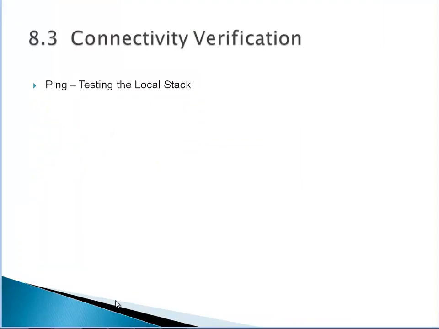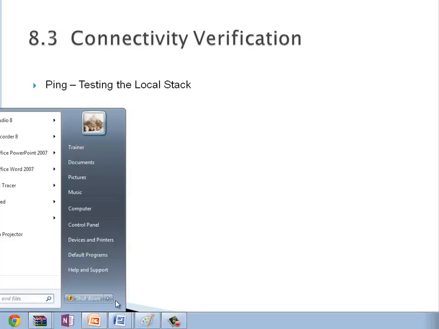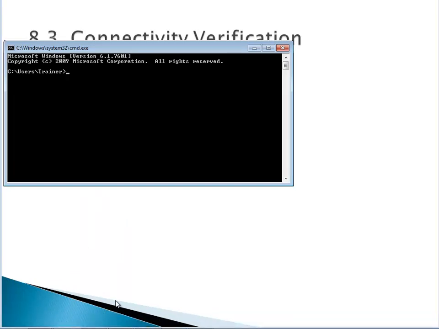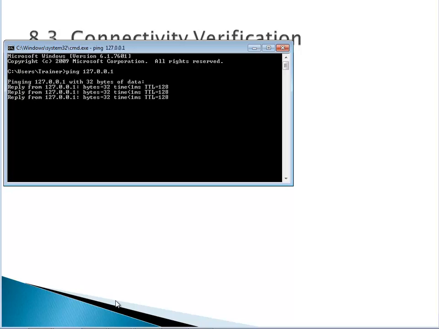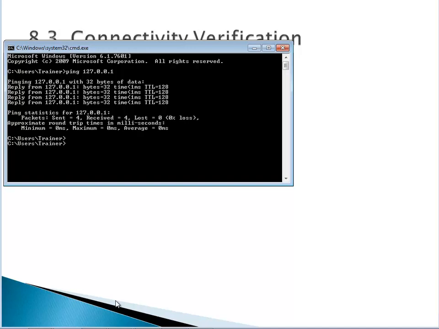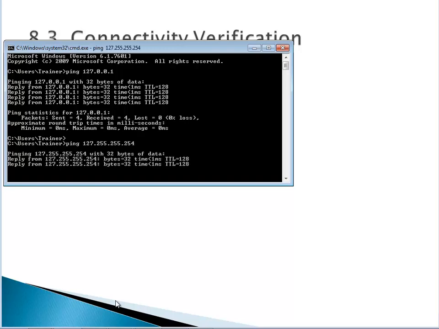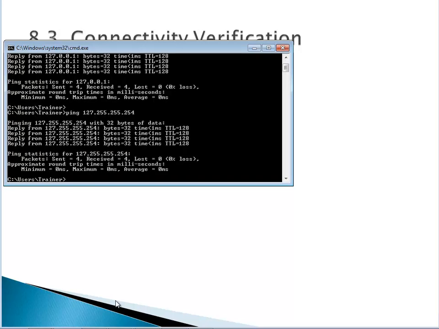Connectivity verification. We use ping to test the local stack. If we want to test that our computer is configured correctly, we ping 127.0.0.1. That will work. All we are doing now is testing our network card. We can ping any 127 address, for example 127.255.255.254. It does the same thing. All of 127 is reserved for this purpose.